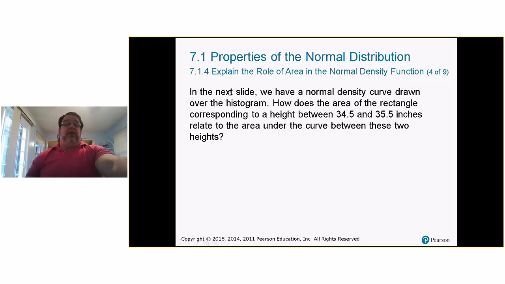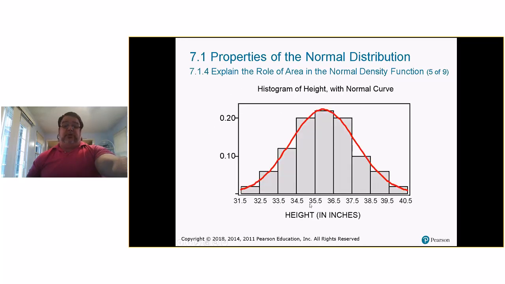Okay. In the next slide, we have a normal density curve drawn over the histogram that they just came up with. They want to know how the height between 34 and 35 inches relates to the height under the curve. See, there's no way to tell because your empirical rule only gives you the blocks of 34, 34, 13.5, 13.5. They're only in those blocks. What if you get something that's in between those blocks? Well, you guesstimate or you use z-scores.